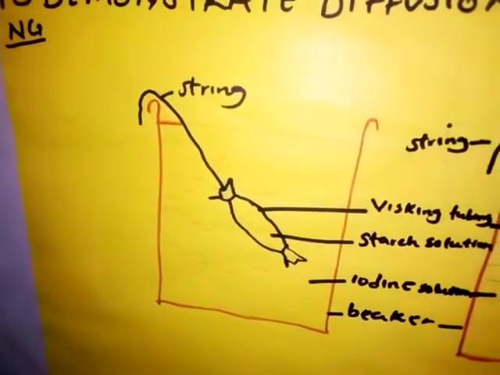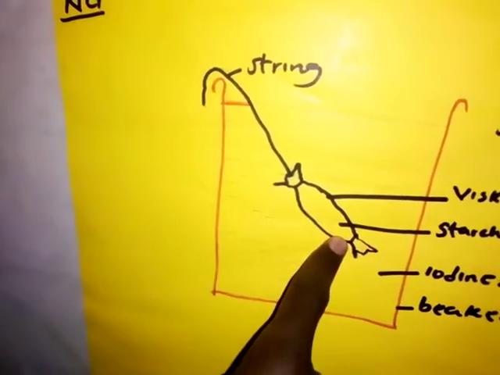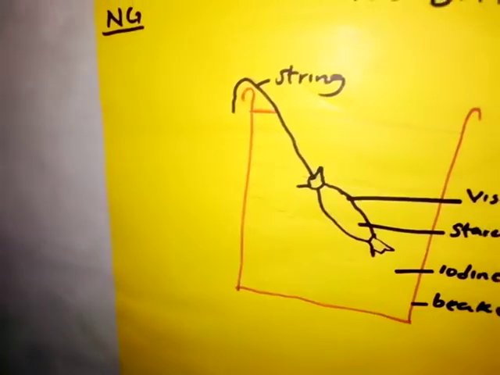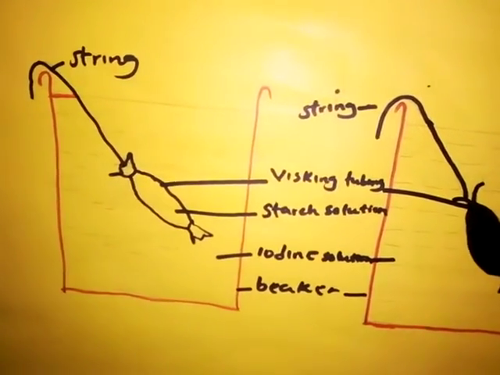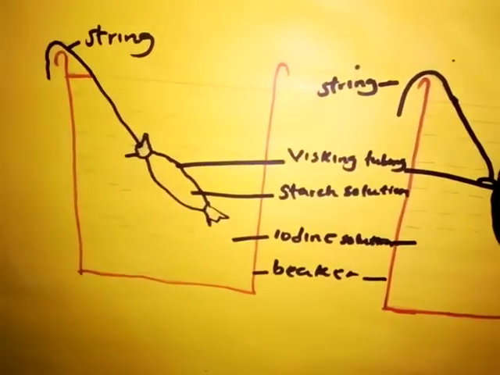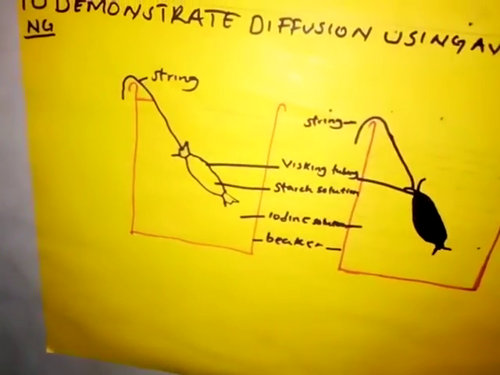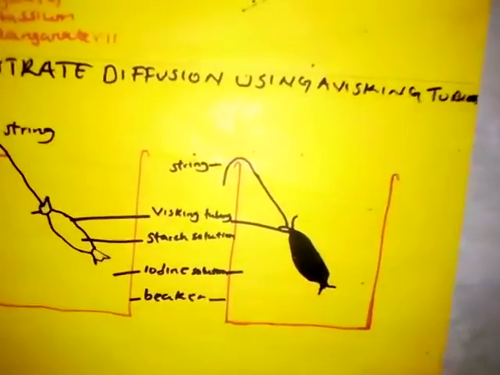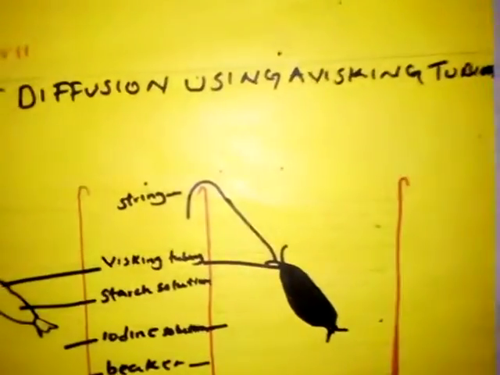Then you rinse it with water. After rinsing it in water, you immerse the whisking tubing into the beaker which contains the iodine solution. Another step, you allow the setup to stand for about 20 minutes. Then after 20 minutes, you remove the whisking tubing from the beaker and record the observation. Then lastly, you should account for the observation that is made.